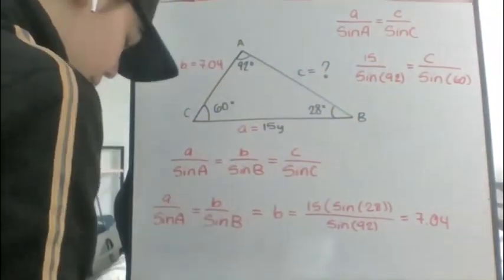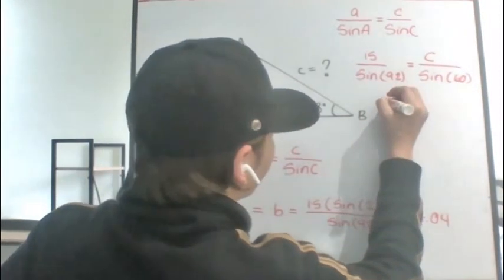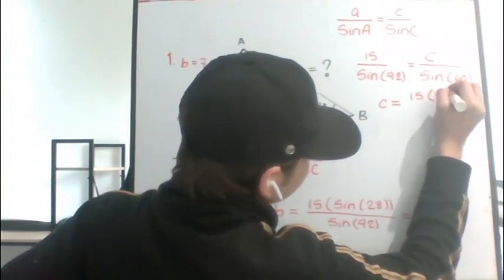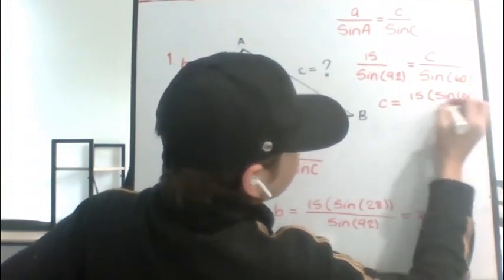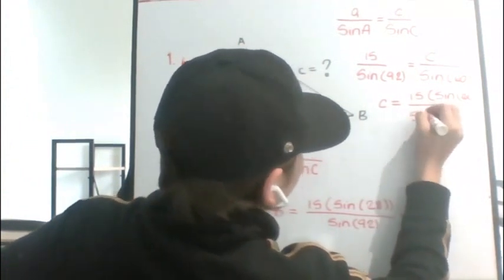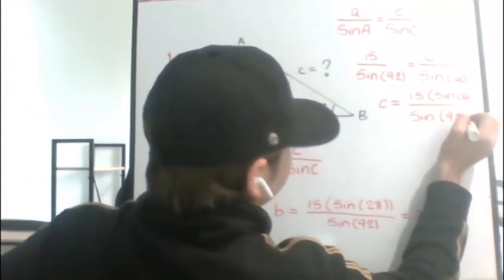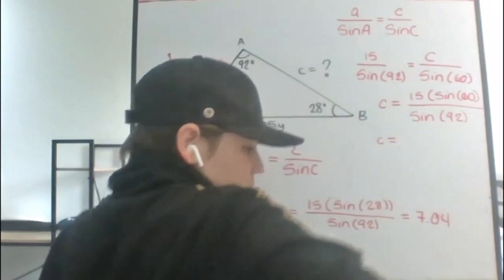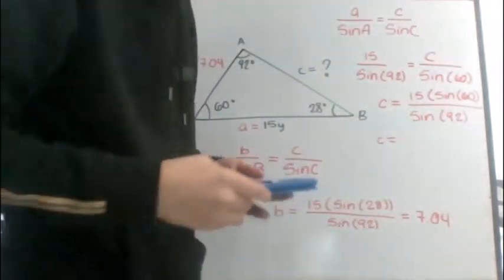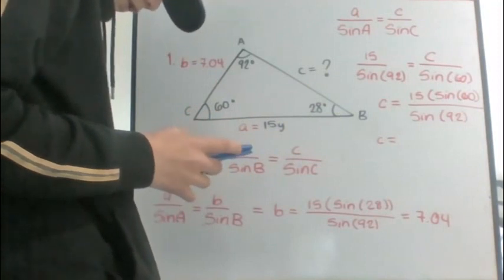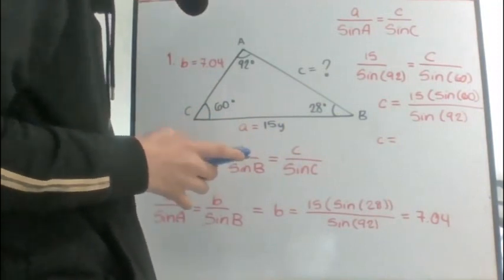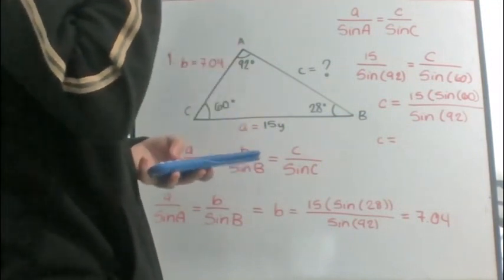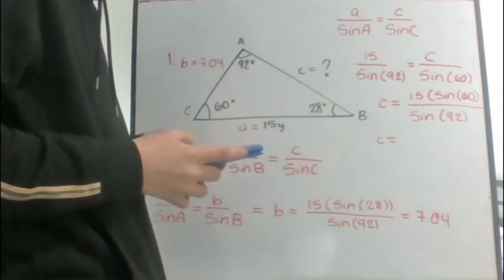Sin C, which is going to be 60. Okay, because we have the C out in here, we have to isolate the C, so it's going to be 15 times sin 60 divided by sin 92. Okay, and we have to put this operation on the calculator. Okay, 15 times sin 60, and over sin 92.